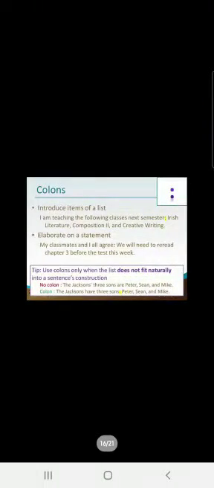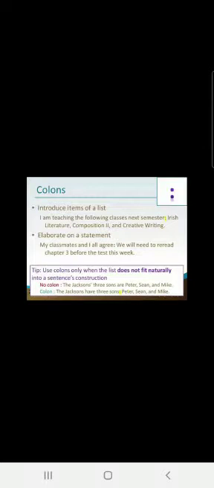Okay. Let us see more about colons. We use it when we are introducing items of a list. I am teaching the following classes next semester: Irish literature, composition 2 and creative writing. Elaborate on a statement when you need to tell something more about that statement. Like, my classmates and I all agree: we all need to reread chapter 3 before the test this week.